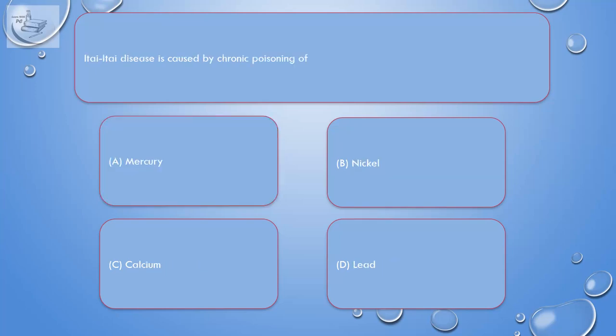Question: Itai-itai disease is caused by chronic poisoning of A. Mercury, B. Nickel, C. Calcium, D. Lead.